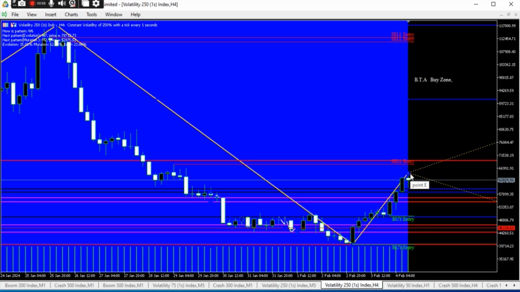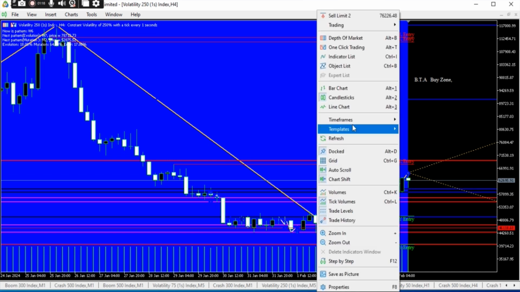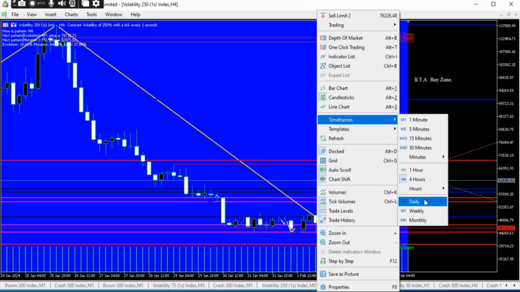In a nutshell, we are saying it is going to retrace a bit. So after the retracement, I'm talking about this retracement, it is going to retrace a bit, right? But after this retracement, it is going to buy. Why do I say so? Because I'm saying basing on the daily time frame. Let me check the daily time frame.